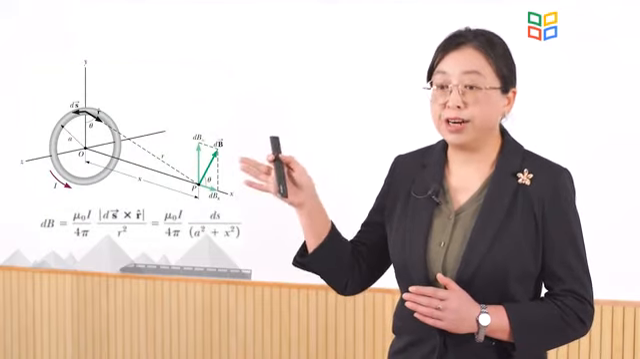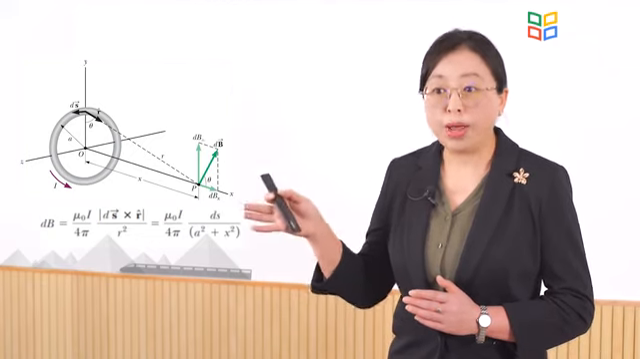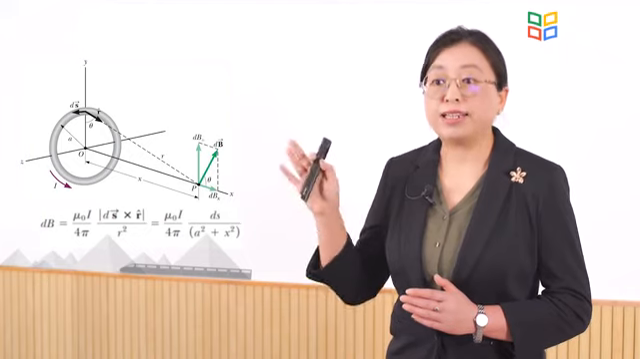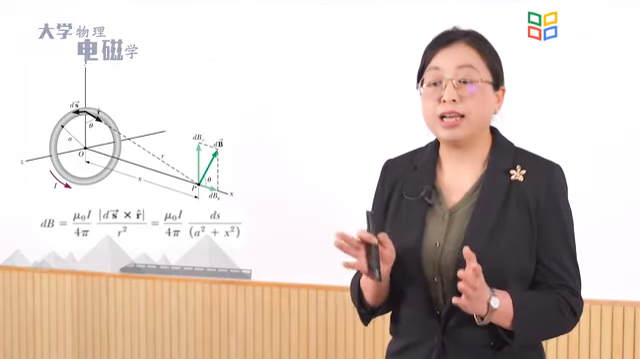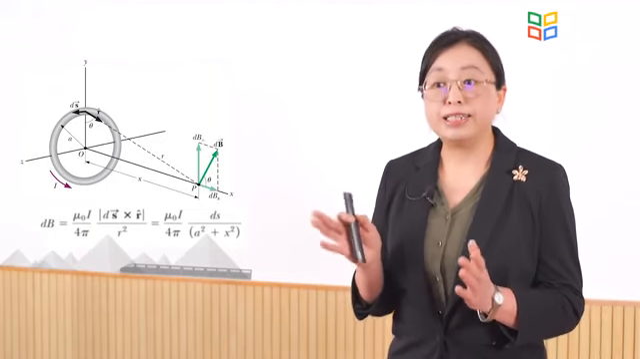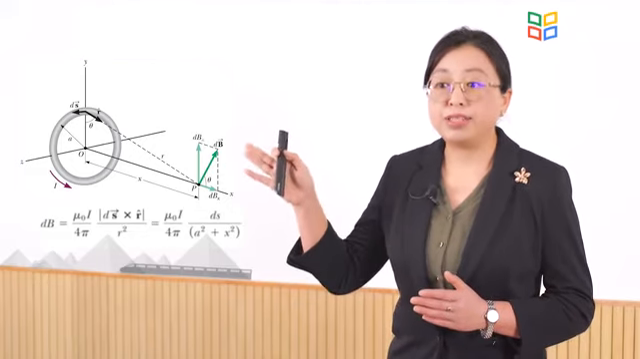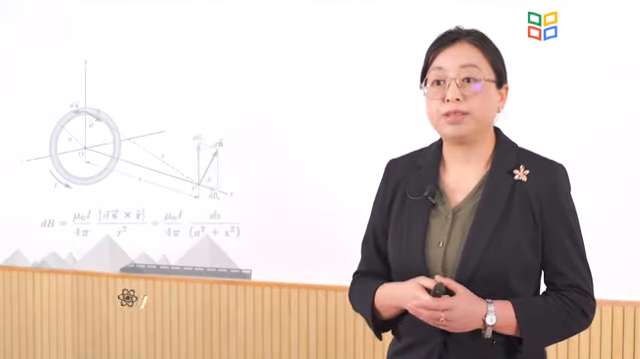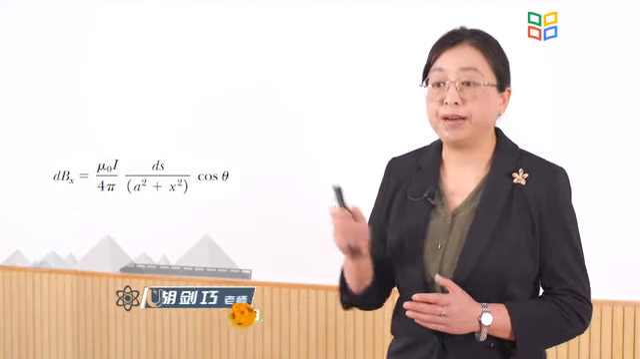We write the expression for dB by applying the Biot-Savart law. From the geometry shown in the figure, we notice that each length element ds around the loop is always perpendicular to the vector r at the location of the element. So, the magnitude of ds cross r equals ds, and all elements around the loop are at the same distance r from P. We substitute r squared by a squared plus x squared. The x component dBx equals dB times cosine theta.